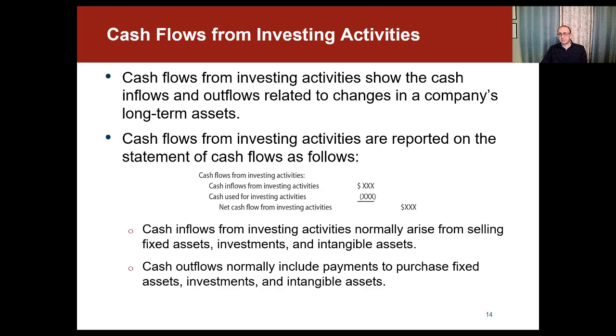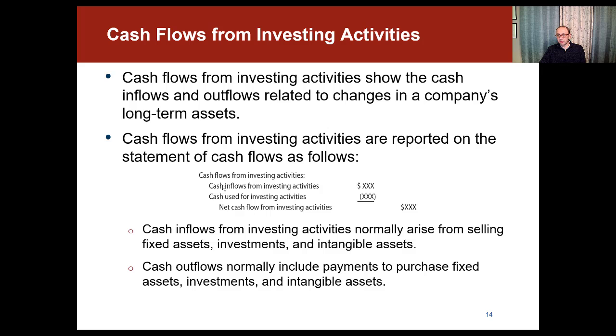Cash flows from investing activities are reported on the statement of cash flows, and just to make it clear and straightforward, we only use the direct method in the investing and the financing activities sections. But in the operating activities section, this is where we have the choice to go either direct or indirect. When it comes to the investing activities, it has to be direct.